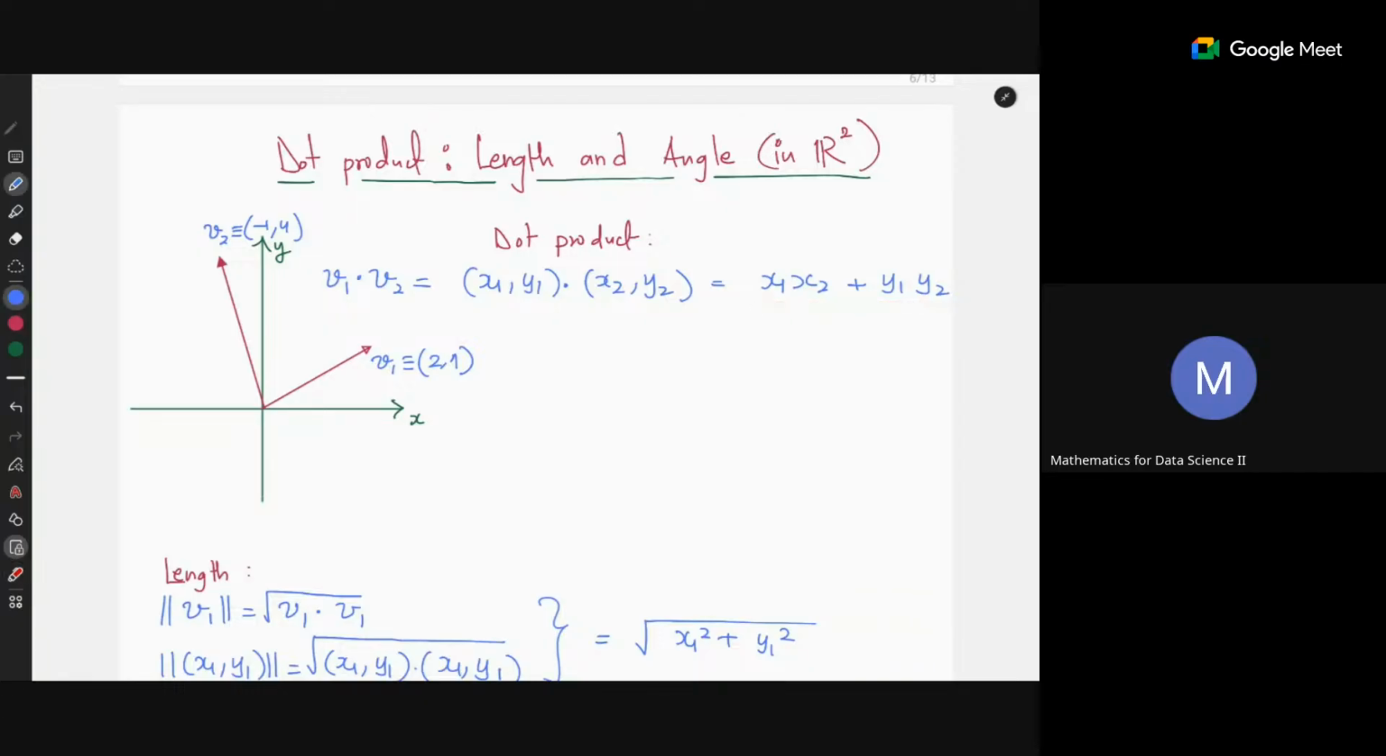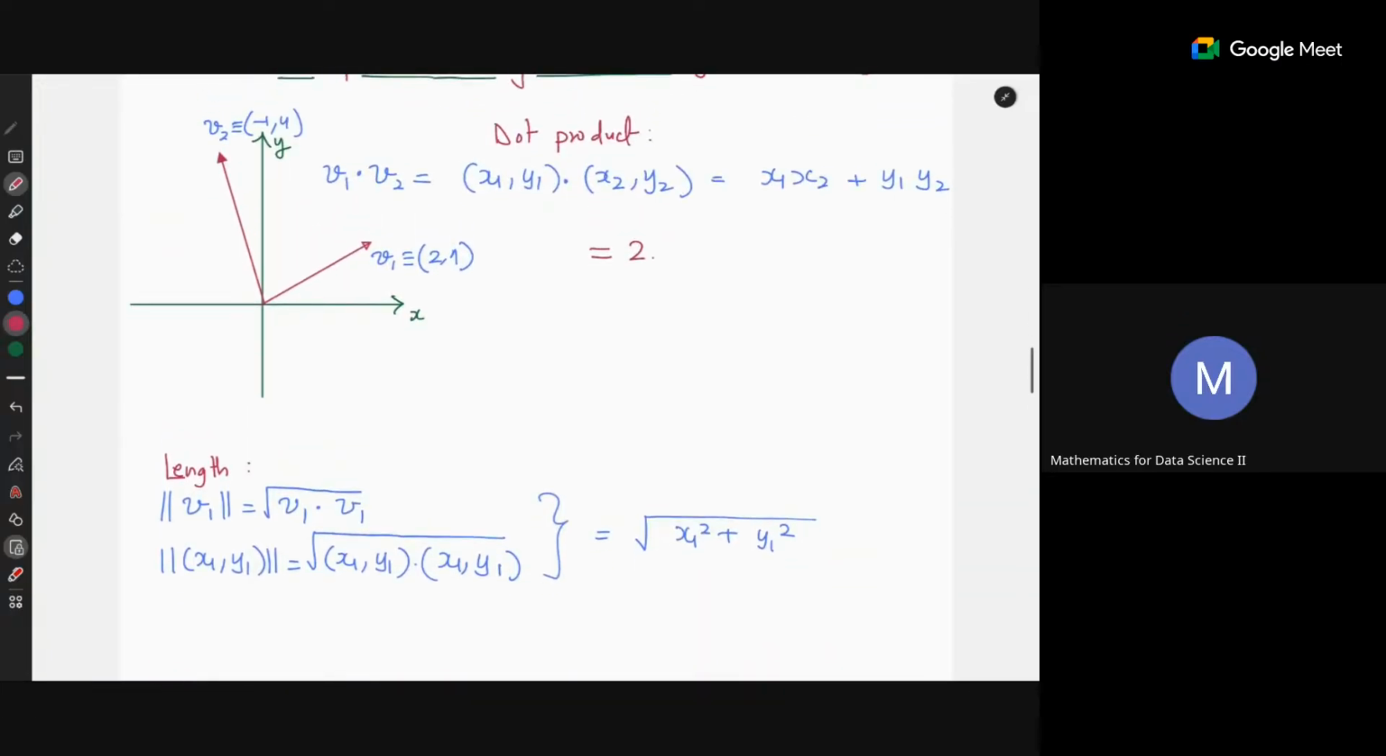Now, can you quickly tell me, in the given picture, what will be the dot product of these two vectors? 2. Yes, the answer is 2. All right, good.